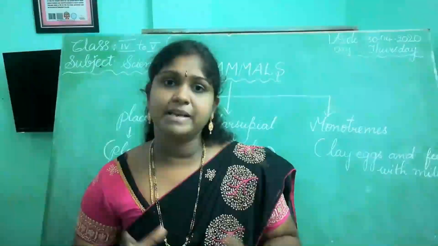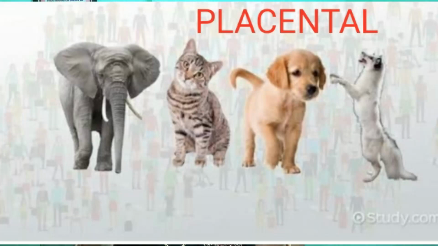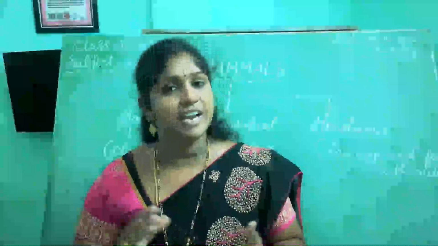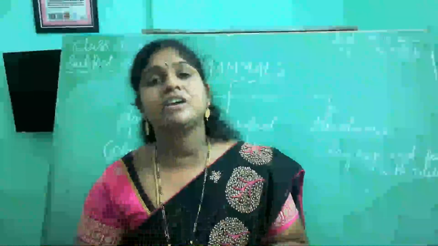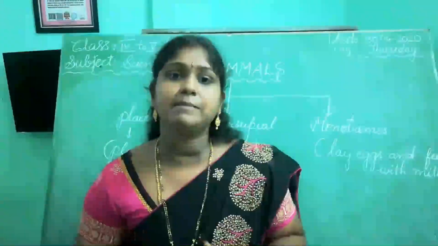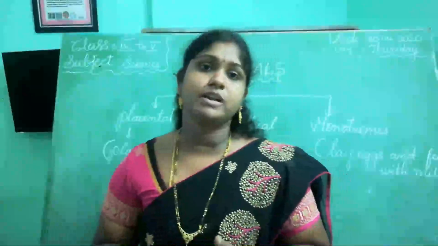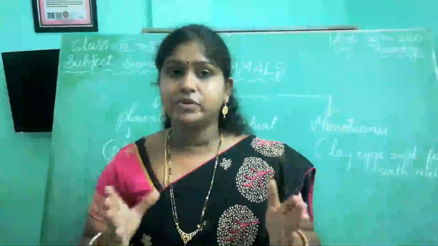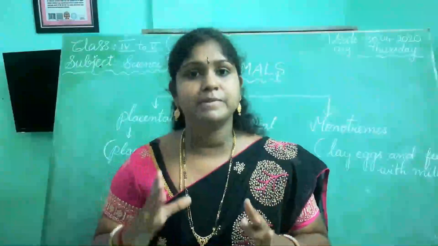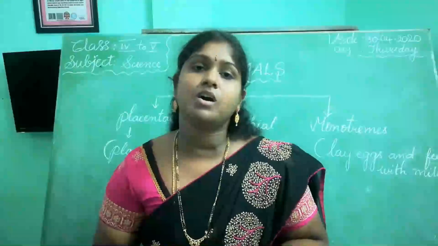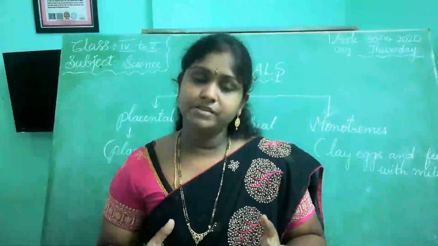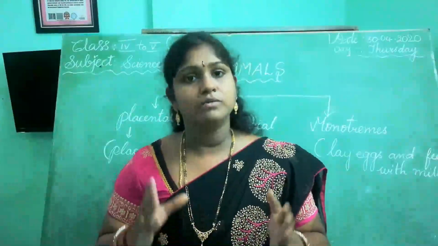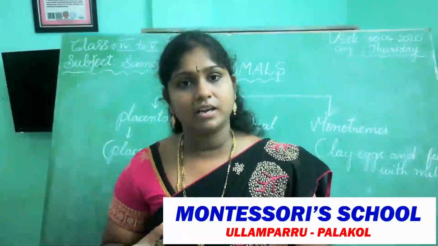So first of all, what are placental mammals? These placental mammals give birth to their young ones and feed them with their milk, and the babies and the mother are connected with a cord called the placenta. In placental mammals, the placenta cord is most important because the baby receives food and oxygen, everything, from the mother by using the cord. So these can be called placental mammals. Examples of placental mammals are cow, goat, elephant, tiger, etc.